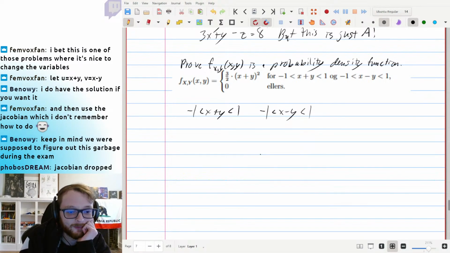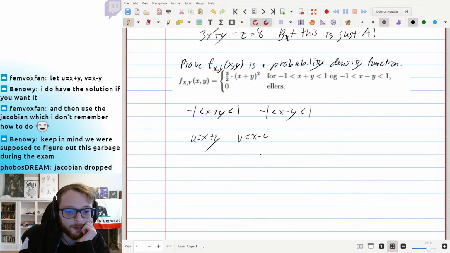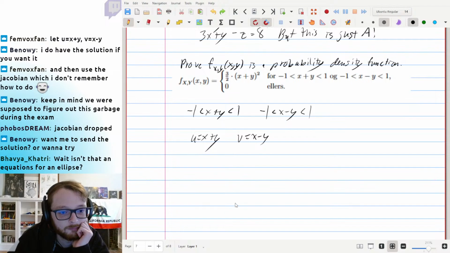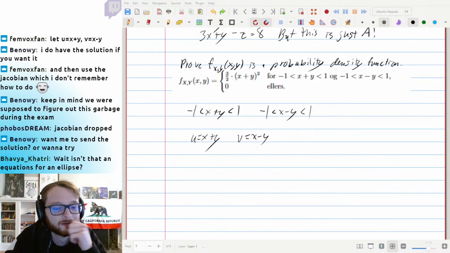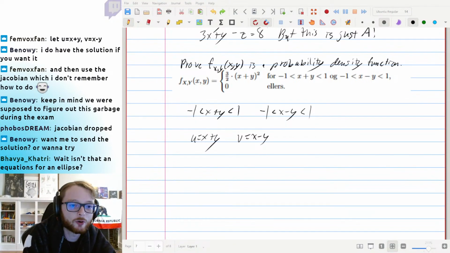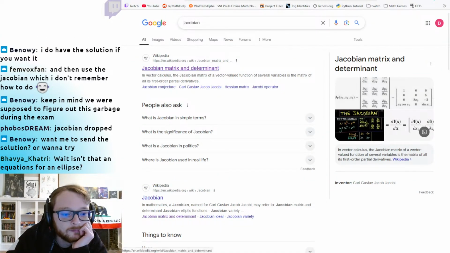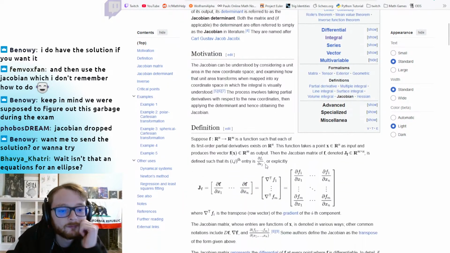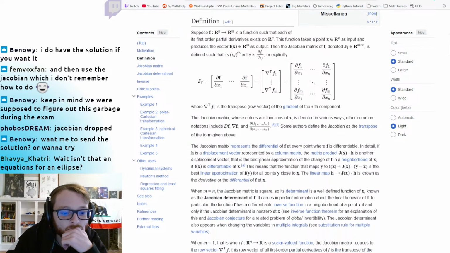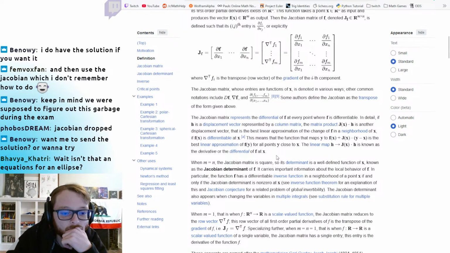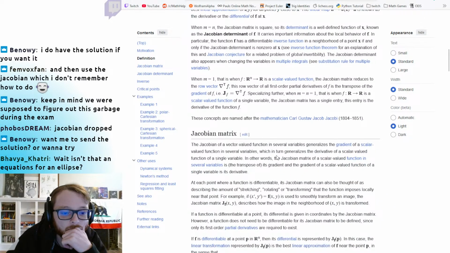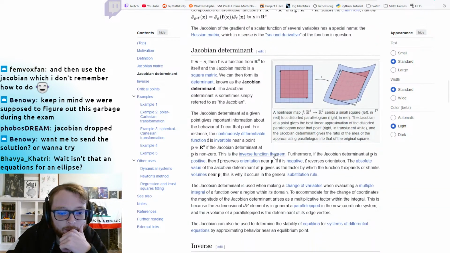Okay, Fenbox's idea sounds great though. Doing a change of variables with u equals x plus y and v equals x minus y. That'll make the bounds super easy. In ellipse? I don't know. Maybe. Jacobian. I shouldn't look at Wikipedia for anything.